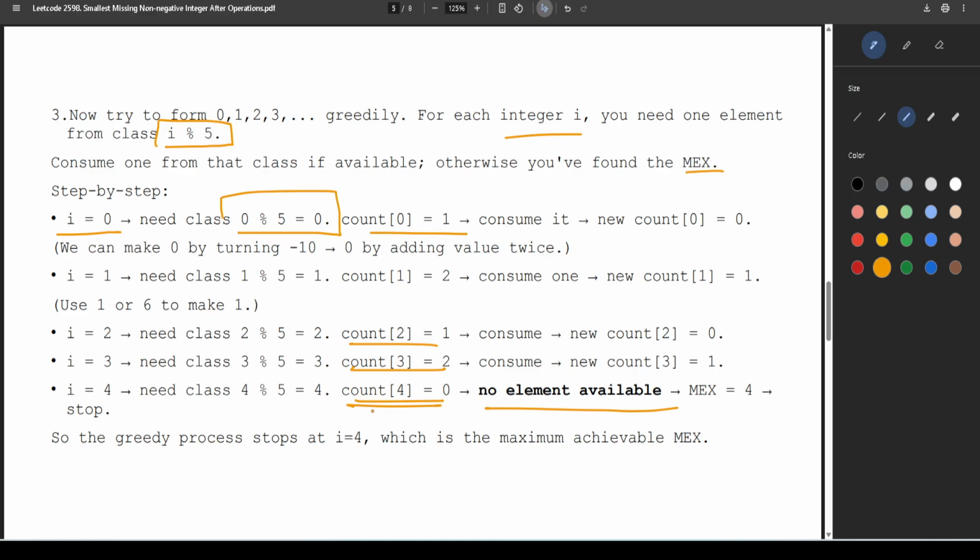Like this you are saying. So count at 4, we don't have any element. So we'll say, okay, MEX equal to 4, right? And this is our answer. So the greedy process that I equal to 4 is our maximum achievable MEX. So this is our requirement, guys. Okay, I hope you understand now.